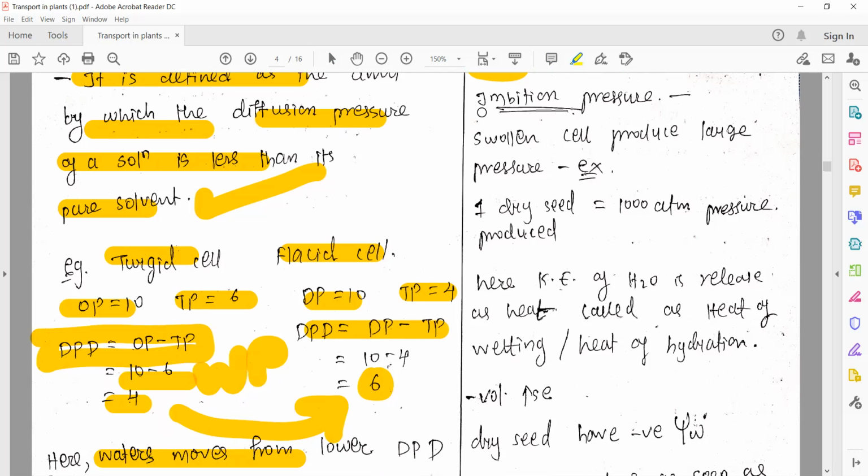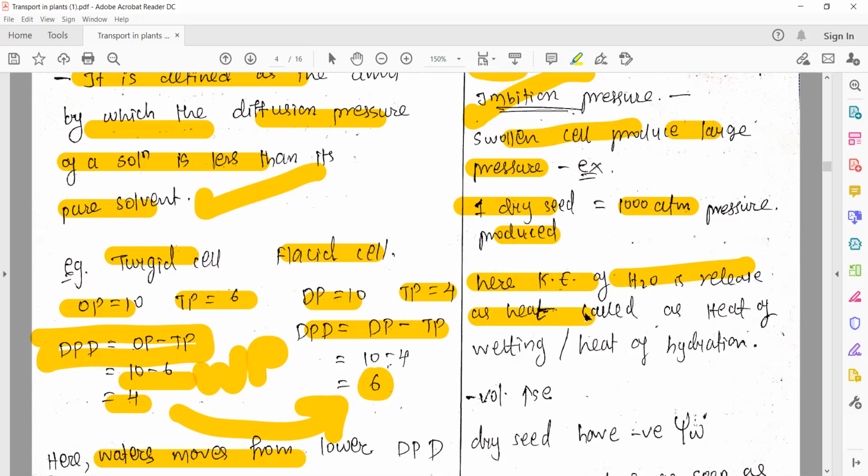See, imbibition pressure. The first point coming on the screen is the imbibition pressure. A swollen cell produces a large pressure. Always keep in mind, a swollen cell produces a large pressure. For example, one dry seed can develop 1000 atmospheric pressure. You can take a pea seed also as an example to understand this. Here the kinetic energy of the water is released. See what is written over here. Here the kinetic energy of the water is released as heat energy. So what is the term given to this kind of energy which is released in the form of heat? We call this the heat of wetting, or another term we can use for this is the heat of hydration.